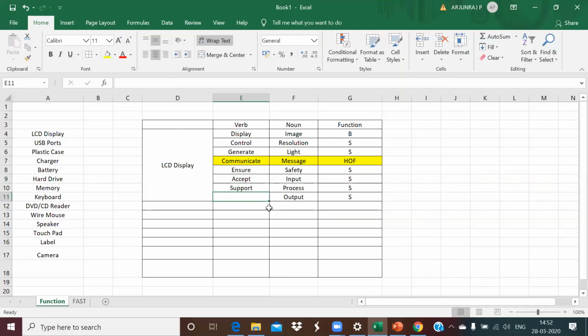It should generate output, like generate pressure, generate torque. Yesterday, I've seen a lot of examples. It should generate output based on accepting the input and supporting the process. It will give us the output. Yes, or provide output is also good.